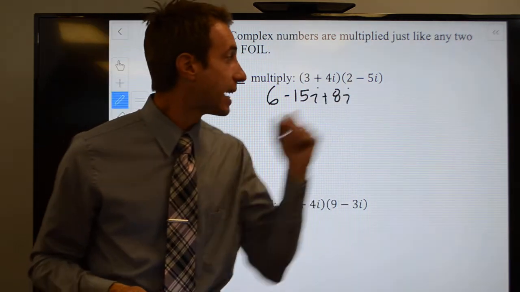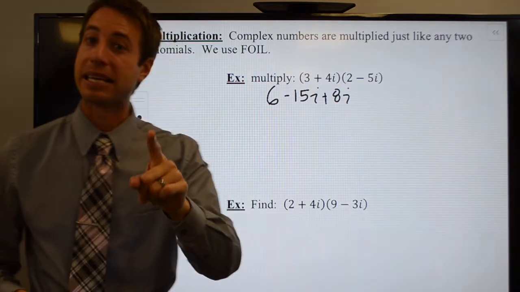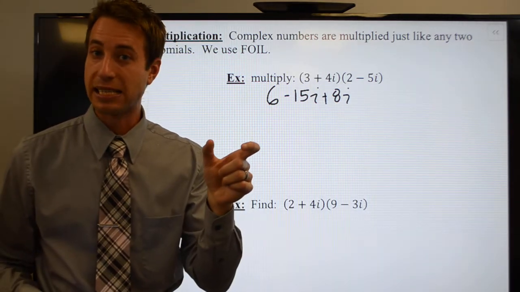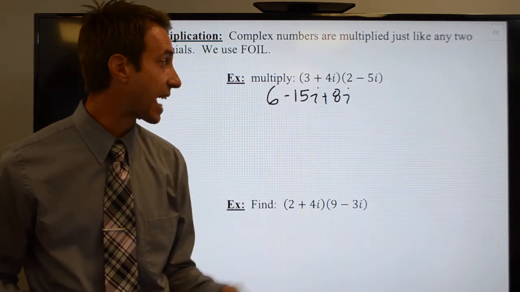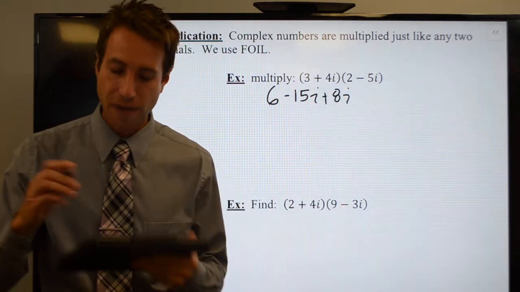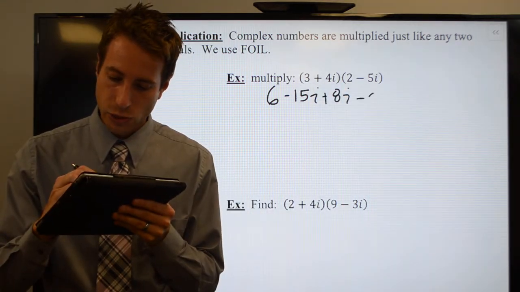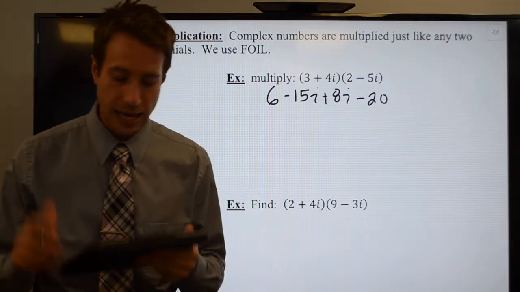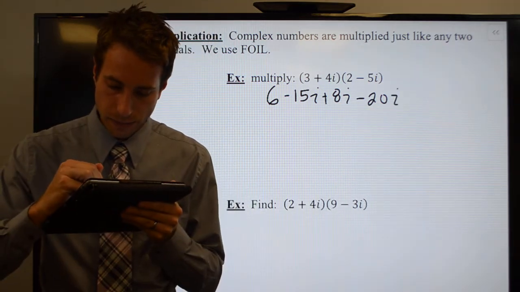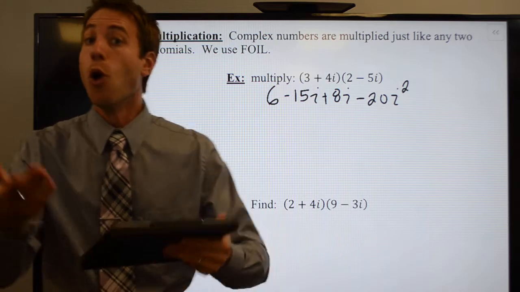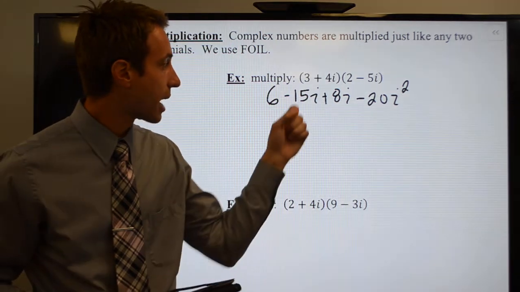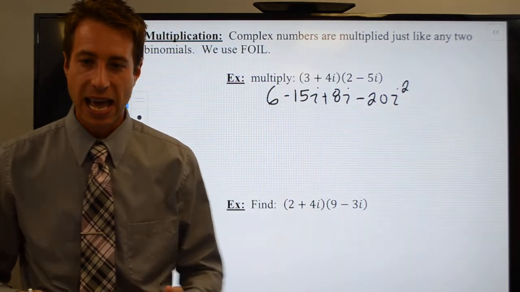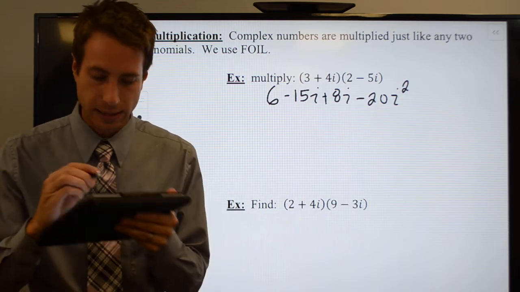And a 4i times a -5i. Be careful here. I have i's in both of those, and I'm multiplying them together. So the 4 times the -5 gets me a -20. But i times i is i squared. Okay, well, let's go ahead and combine like terms. I have a -15i and an 8i, which should be -7i.